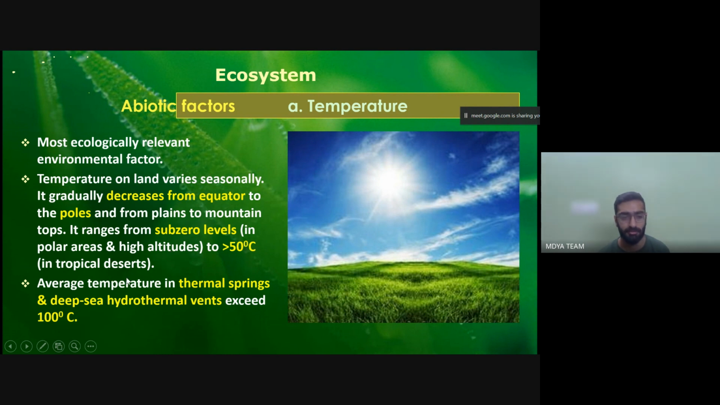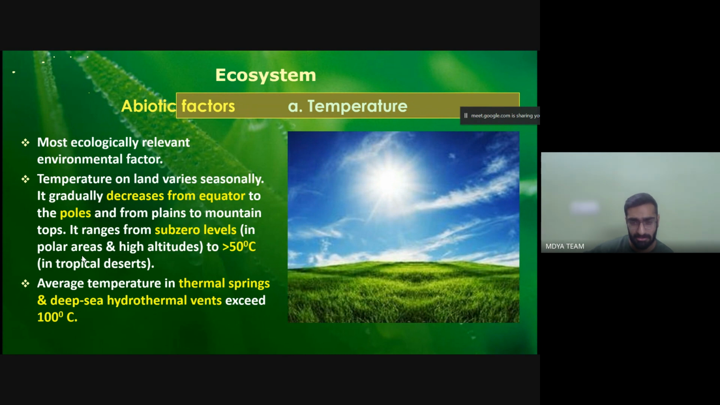Okay, nearer to the equator, and very much below, very much less high. Okay, less altitude. And average temperature in thermal spring. Okay, and deep sea hydrothermal vents. Okay, so in the thermal spring, what is the thermal spring?